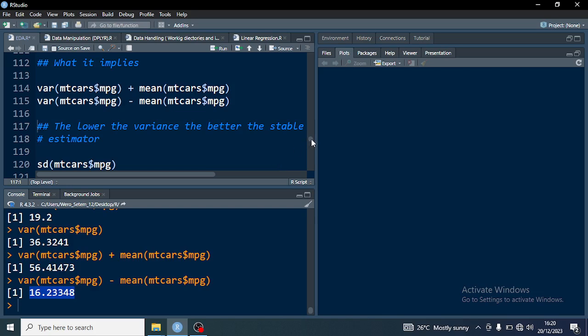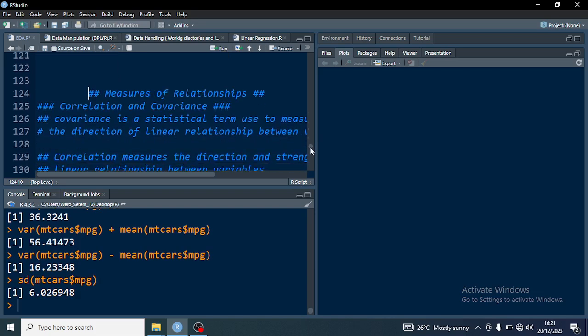You use SD. One thing you need to know is that you cannot report the mean without the variance. So the mean and the variance go hand in hand. The lower the variance, the better, the more stable the estimate if you're using it to estimate. And then the standard deviation, we use SD to calculate the standard deviation. So SD of mtcars MPG column. Run that.